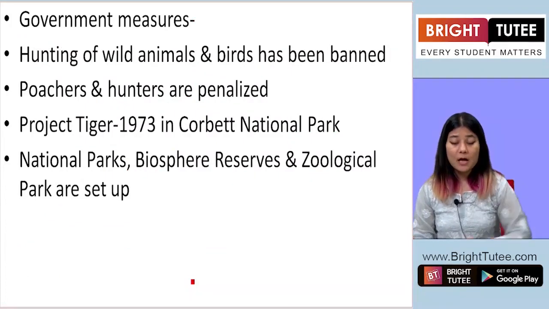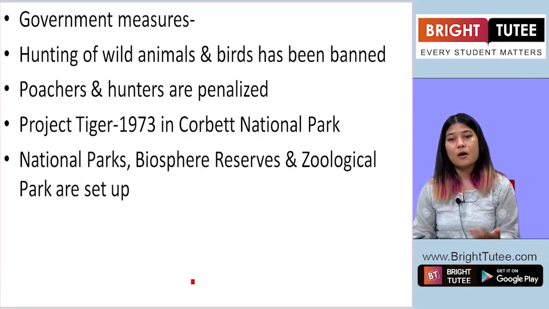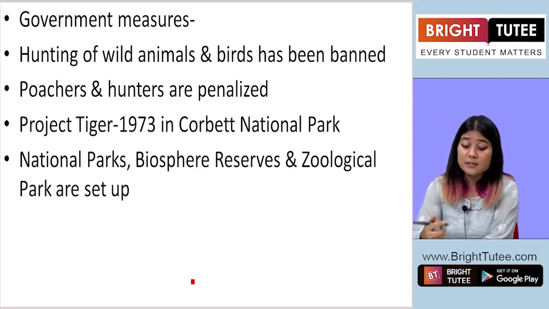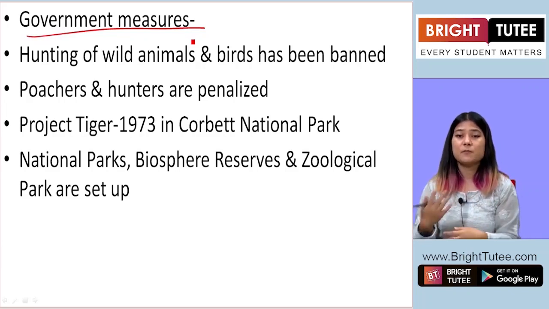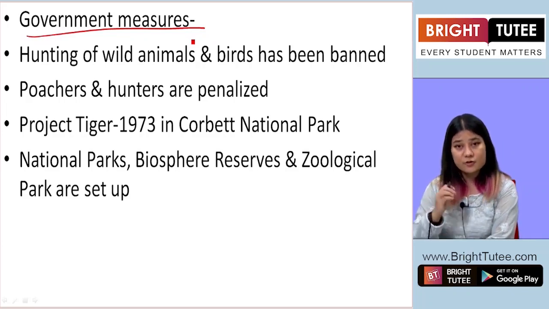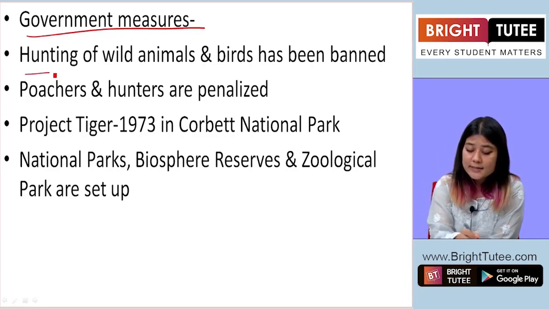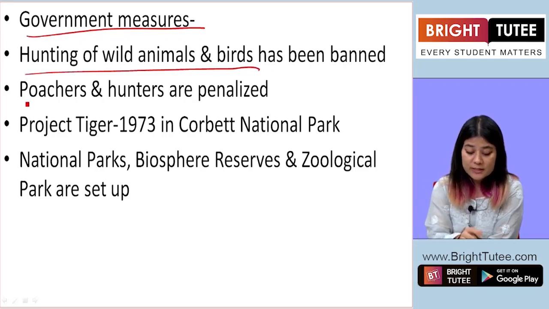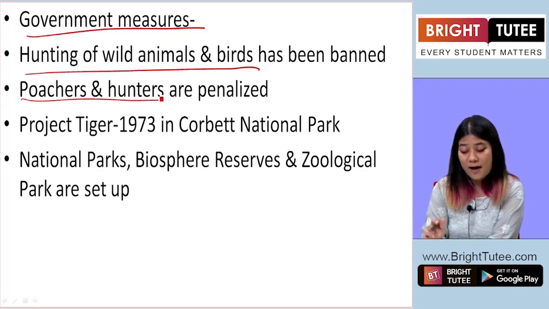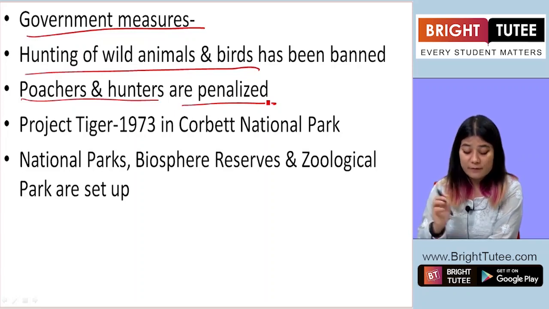Now, in order to preserve our wildlife and vegetation, the government of India has also taken certain measures or steps so that the preservation and conservation of wildlife and vegetation is strictly done. The government has banned hunting of wild animals and birds. Hunters and poachers, if they are caught by the police or any other officials, are put in jail. They are penalized. They are fined.